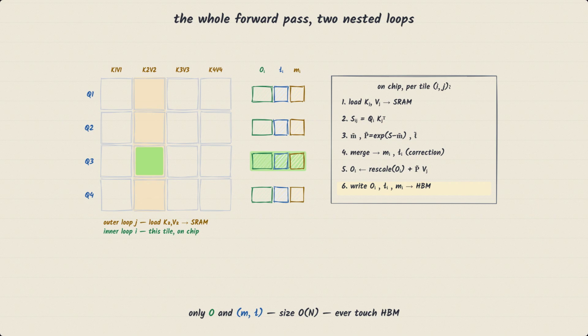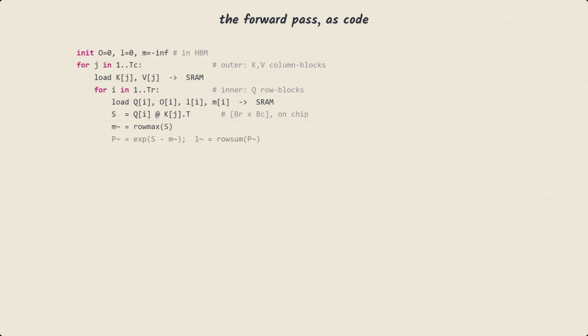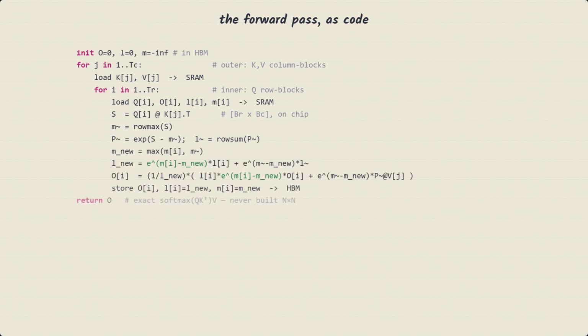once touched HBM. If you want to actually write this, here is the entire forward kernel. Initialize the output and the two statistics in memory. Outer loop over the K and V blocks, load one pair into SRAM. Inner loop over the Q blocks, load the query block along with its running output and stats. On chip, the tile scores, its local max, the exponentials, the local sum. Update the running max, and then, this line, in green, apply the correction factor to rescale the old sum and the old output before adding the new block's contribution. Divide by the running sum, store the block and its two statistics, and continue.